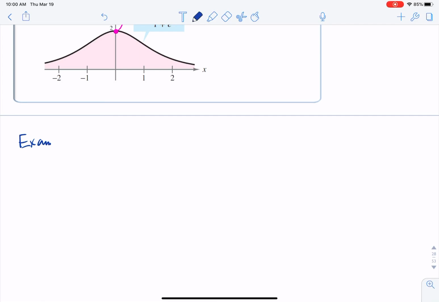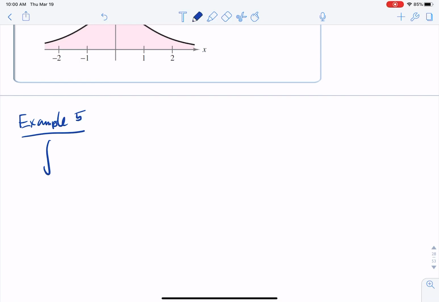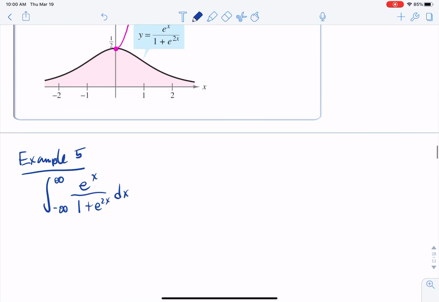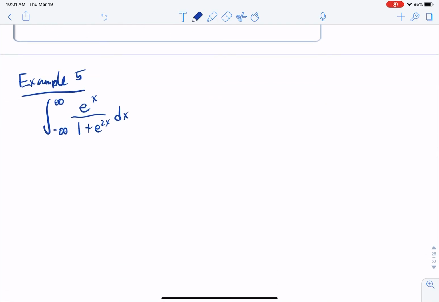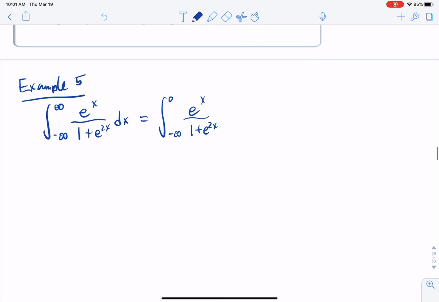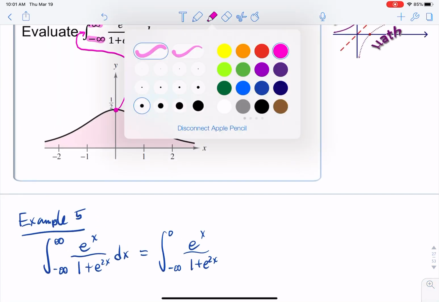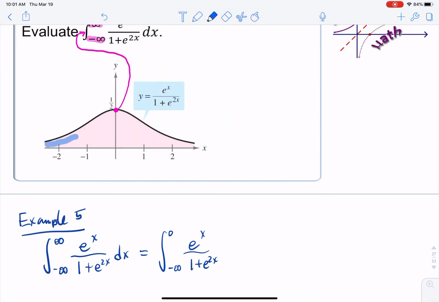Example 5. We've got the definite integral from negative infinity to infinity, e to the x over 1 plus e to the 2x. Sure. And we're going to break this up as two separate pieces. We're going to break it up at 0. So the first one's going to go from negative infinity to 0. And so essentially that is, let's say, this half of the graph.